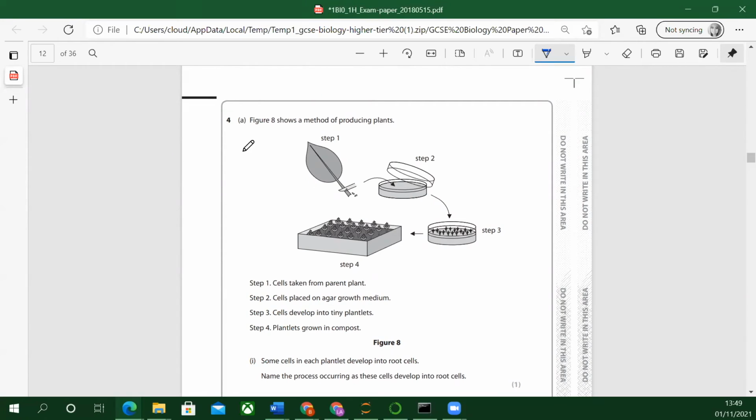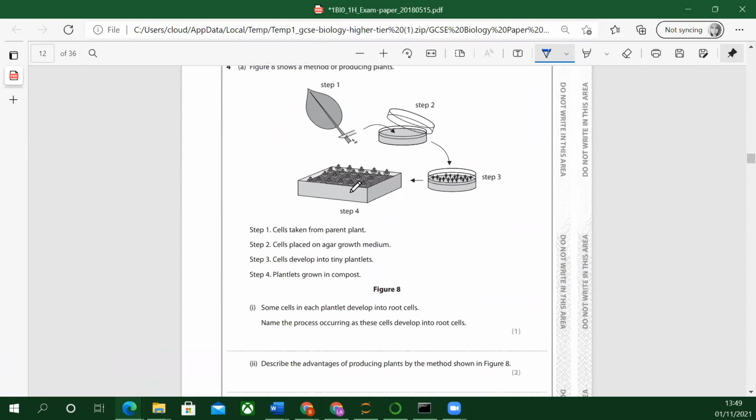Okay, figure 8 shows a method of producing new plants. Step 1, cut a little bit off. So cells taken from parent plant. Okay, so it's not a cutting as such. I cut a little bit off. That's just some cells. Cells placed on agar growth medium. Cells develop into tiny plantlets, little plants. Plantlets grown in compost.